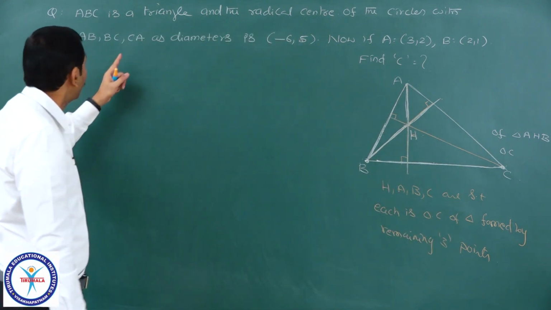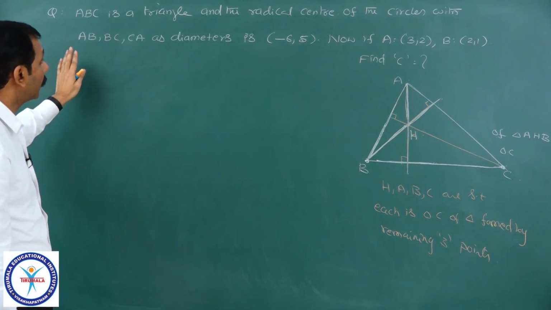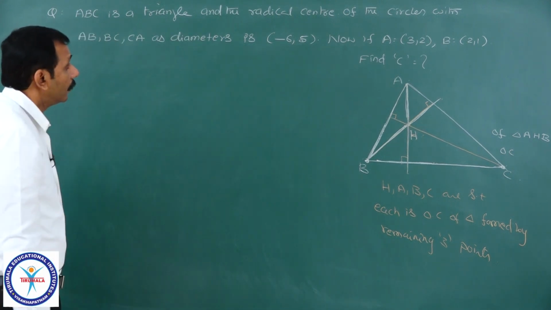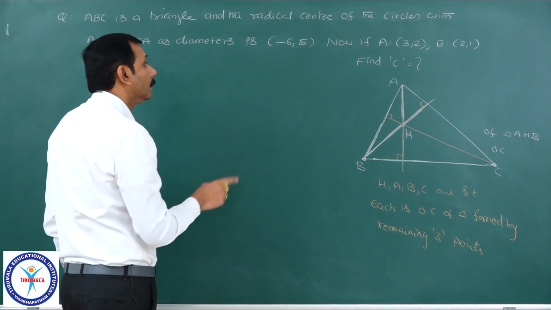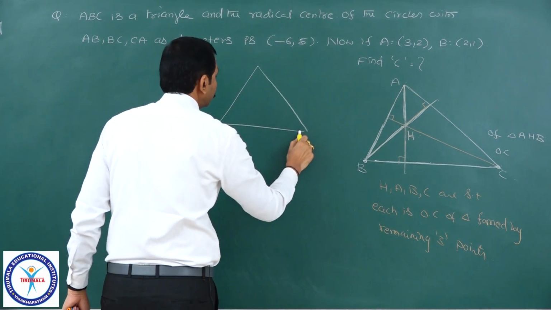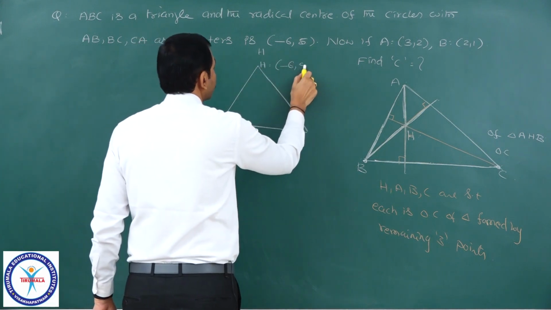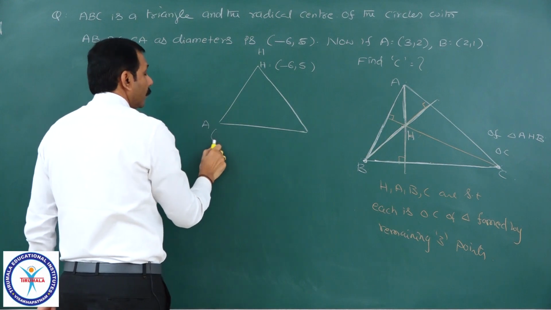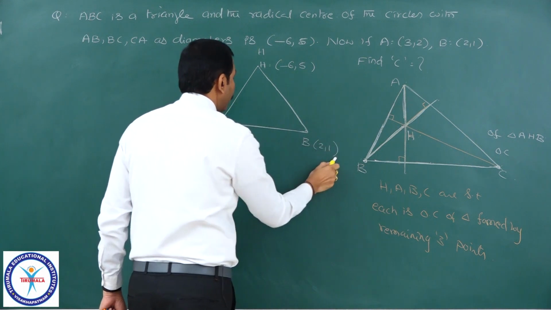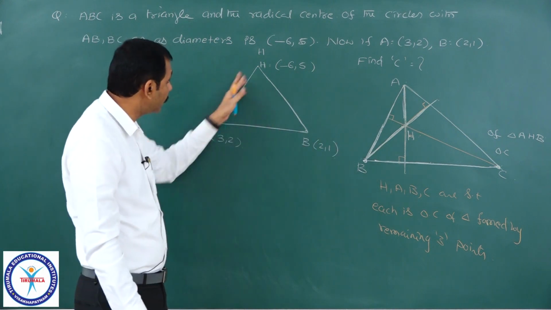Now, if you remember that concept, then only you can observe that this is the orthocenter of the triangle ABC. Now, A and B are given, I want C, and it is the orthocenter. Now, this is a triangle, let it be H, whose coordinates are minus 6, 5, and let A have coordinates 3, 2, and let B have coordinates 2, 1. Whatever orthocenter I get, those are the coordinates of C for this triangle HAB.